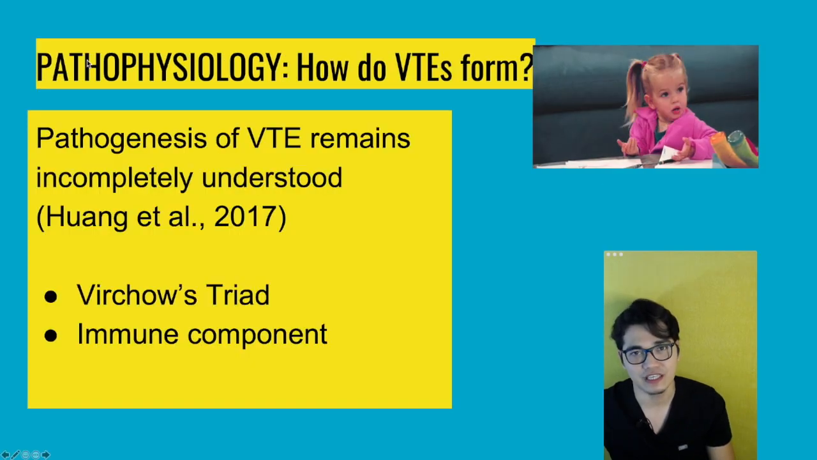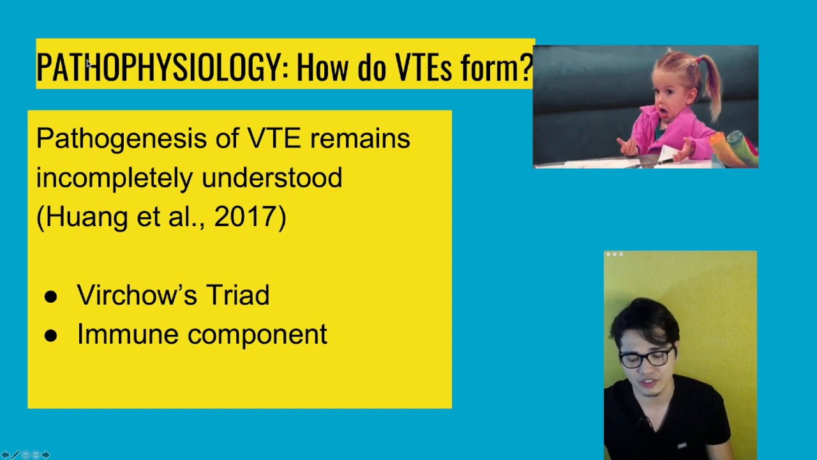Pathogenesis of VTEs is not completely understood. However, two mechanisms attempt to explain it. The first one is Virchow's triad, named after the German Rudolf Virchow, which is the father of modern pathology. Next is an immune component to thrombus formation.